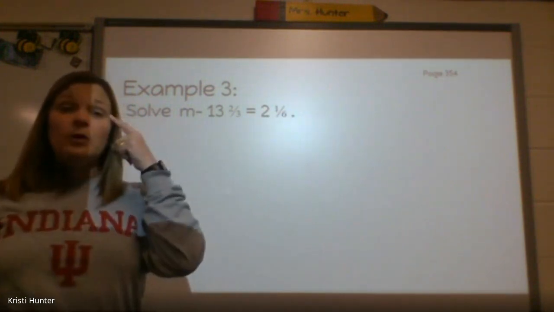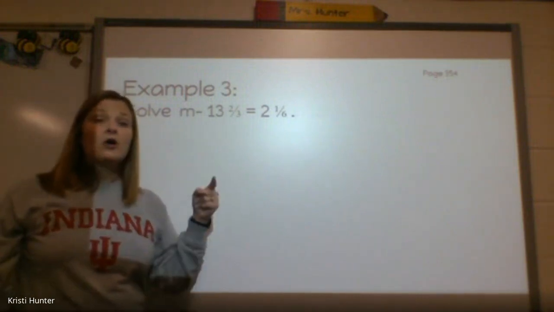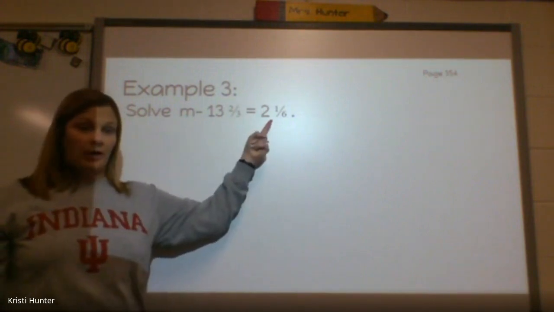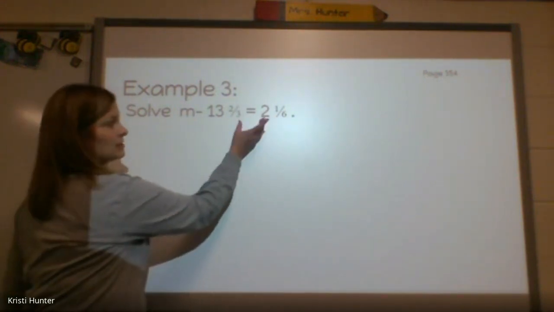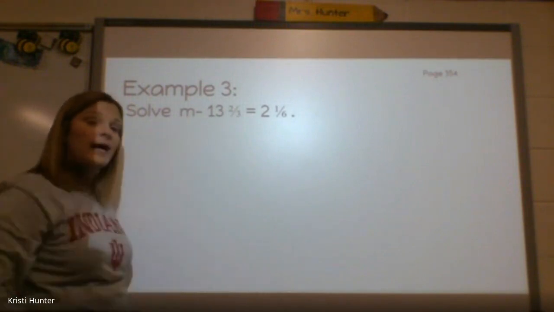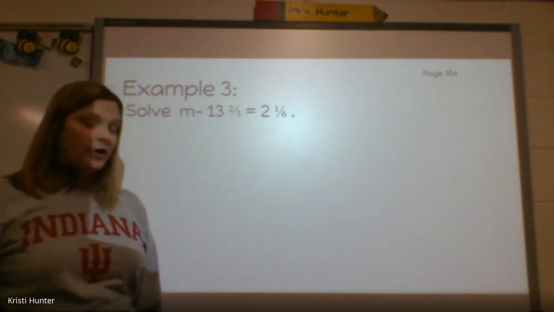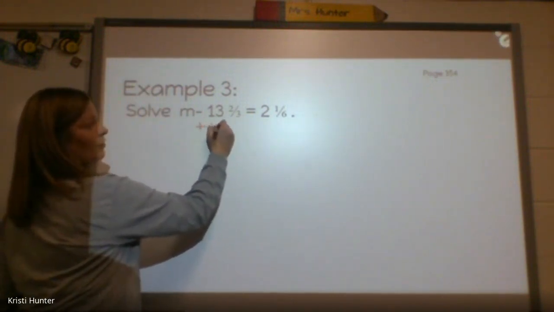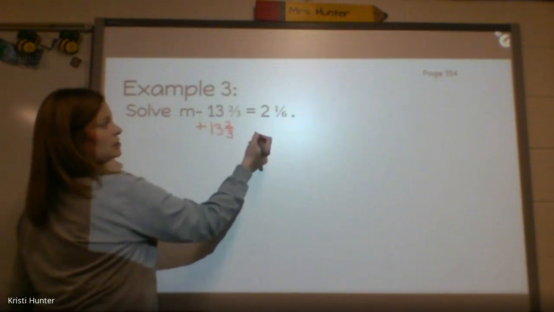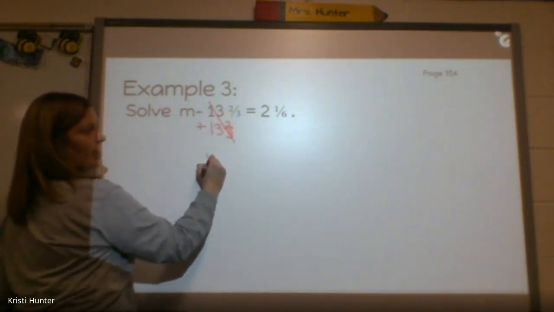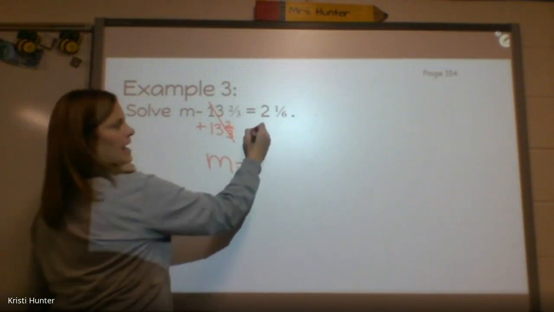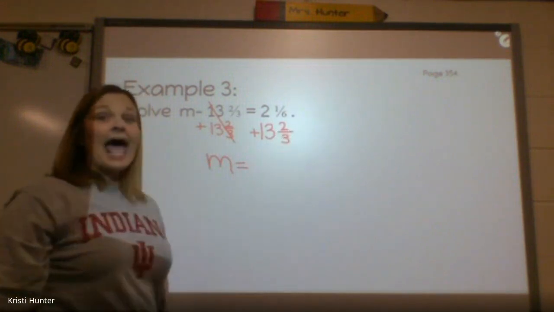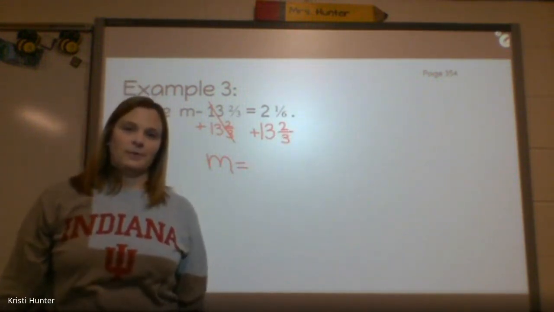So again, I think what I know about subtraction, I know my whole minus a part leaves me with a part. So if I put my parts back together, I'll end up with my whole value. Or using that addition property of equality, if I add 13 2/3 to both sides, this side will cancel out, leaving me with m. Add 13 2/3 to this side, and now is where I've run into a problem.